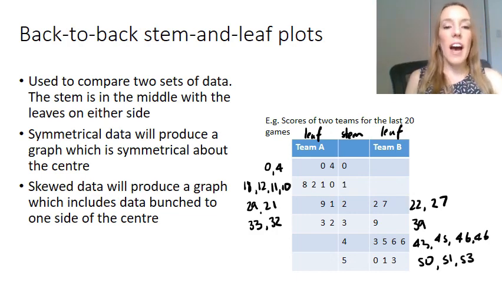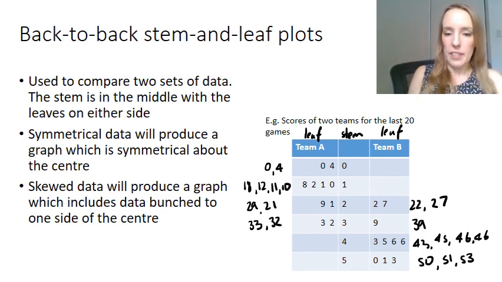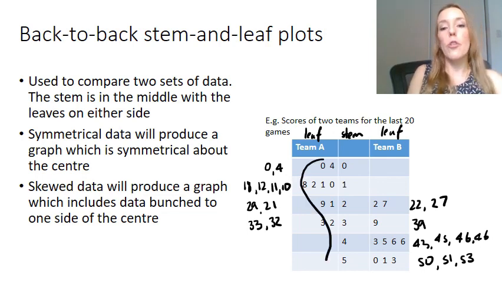So symmetrical data will produce a graph which is symmetrical about the center, while skewed data will produce a graph which indicates data bunched to one side. So obviously both of these teams had skewed data, because our center would be around our 2 and our 3 mark here. But we can see for team A, theirs is skewed around that end, and team B, theirs is kind of skewed around the other end. So we have skewed data here.